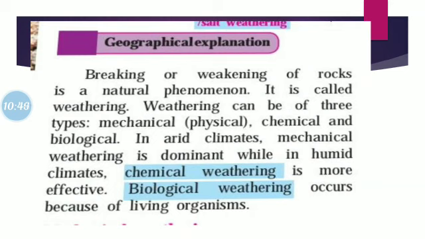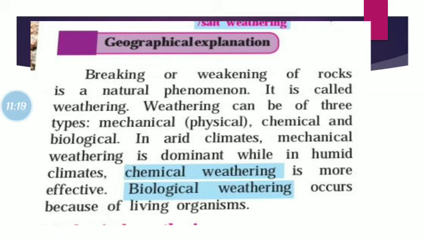Breaking or weakening of rocks is a natural phenomenon. It is called weathering. Weathering can be of three types: mechanical, that is physical, chemical, and biological. In arid climates, mechanical weathering is dominant, while in humid climates, chemical weathering is more effective. Biological weathering occurs because of living organisms.